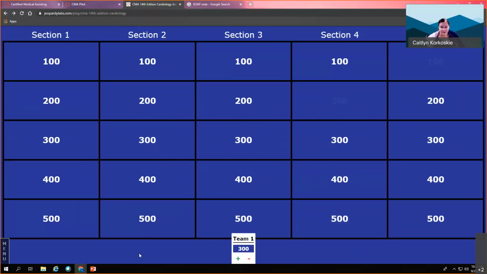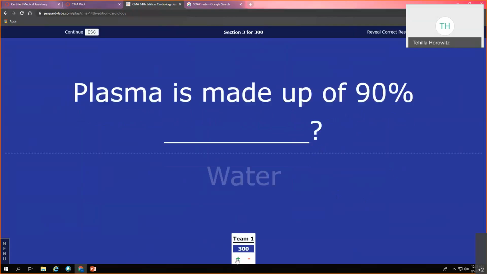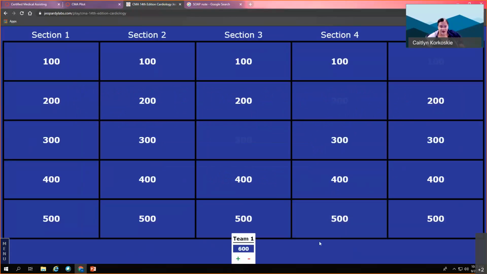Section 3 for 300. So plasma is part of the blood, but what is plasma made out of? Is the majority of the plasma made out of water? Yeah. Yay. Yeah, I'm right here.